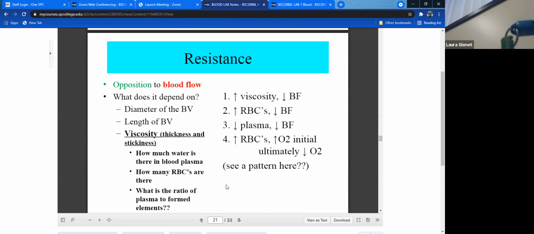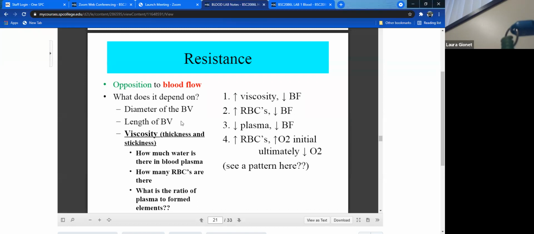So what can affect the opposition to blood flow, maybe inhibit it or resist it somehow? It depends on a couple different factors. The diameter of the blood vessel: the more narrow a blood vessel is, the thinner the little passageway is, the more resistance it imparts. And the larger diameter, like a great big hose or a pipe, produces less resistance.